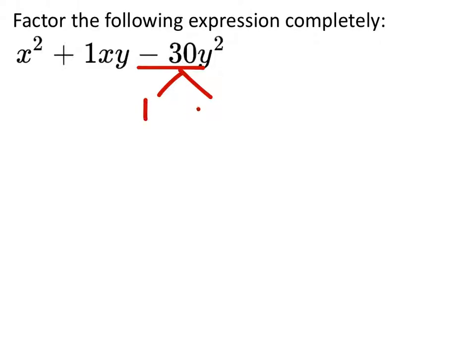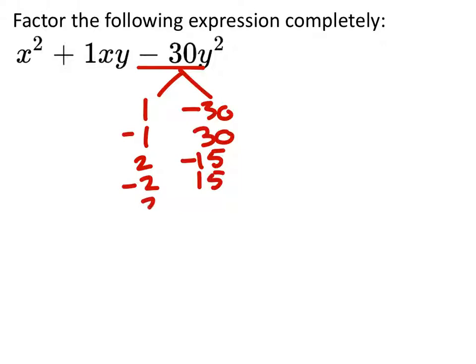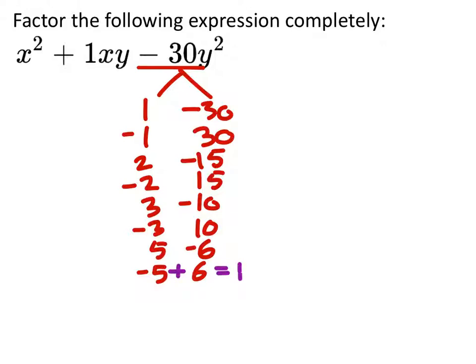So 1 and negative 30, that's no good. Neither is negative 1 and positive 30. What about 2 and negative 15? Nope, that's negative 13. So negative 2 and 15, that's positive 13. What about 3 and negative 10? That's closer, negative 7. Negative 3 and positive 10, positive 7. 4 doesn't work, but 5 and 6 would. What about 5 and negative 6? Nope. Those would add to negative 1. So what about negative 5 and positive 6? Yeah, these will add to positive 1.